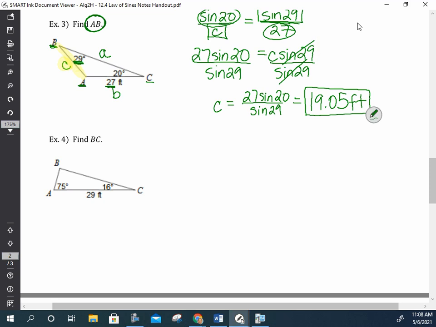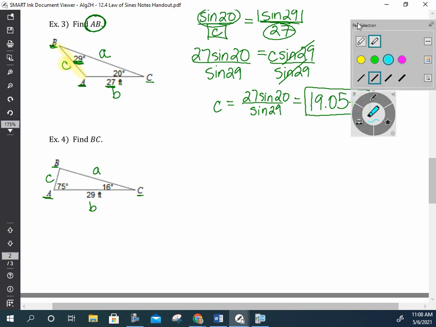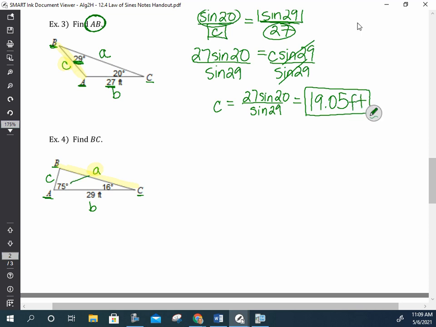As we solve this problem, remember, A angle, A side, B angle, B side, C angle, C side. First thing is label it. We're missing side BC, and that's the one they want. So we need to use the A component of the formula. The angle is 75 degrees at A, so sine 75 over A.